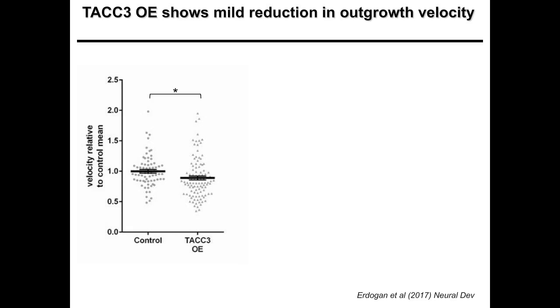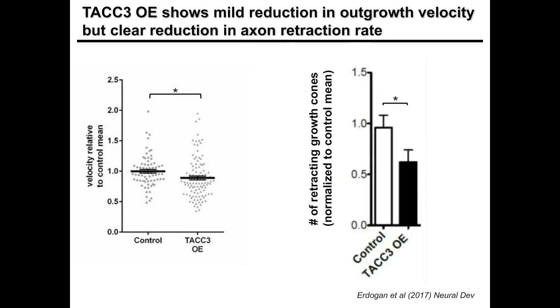But instead, these axons had a clear reduction in the retraction rate. So under normal situations, control axons will spontaneously retract at a certain frequency because axons are subjected to a number of actin-myosin contractile forces within the axon itself. But with TACC3 overexpression, this retraction rate that was spontaneous was almost cut in half.